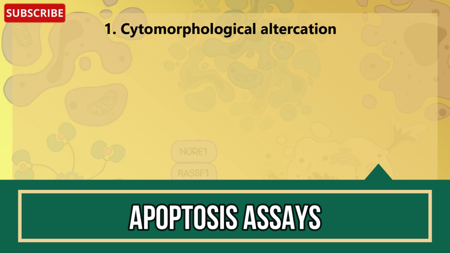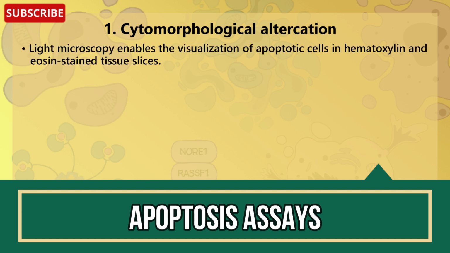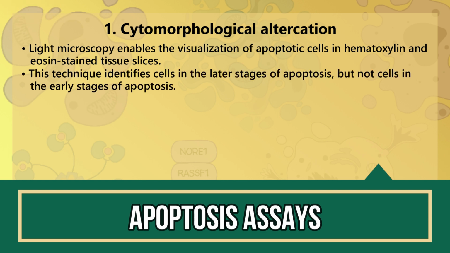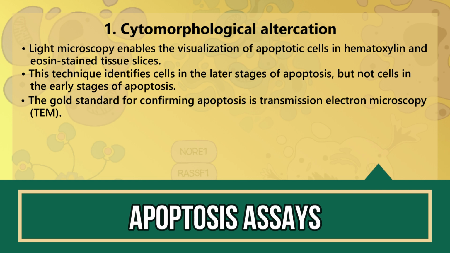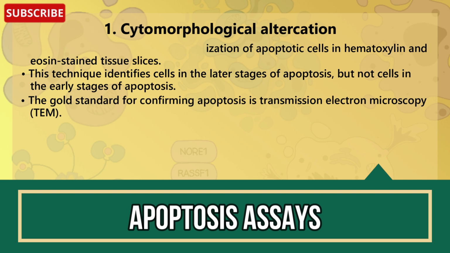Number 1. Cytomorphological alteration. Light microscopy enables the visualization of apoptotic cells in hematoxylin and eosin-stained tissue slices. This technique identifies cells in the later stages of apoptosis but not cells in the early stages of apoptosis. The gold standard for confirming apoptosis is transmission electron microscopy.